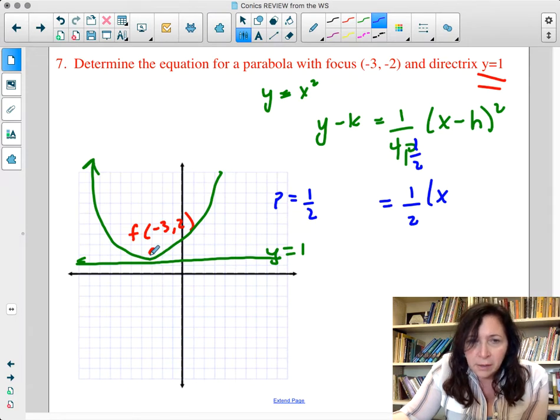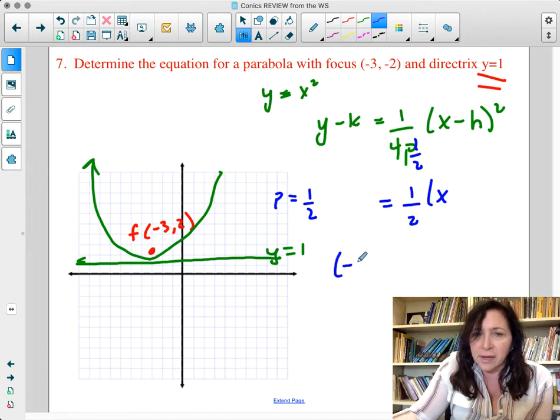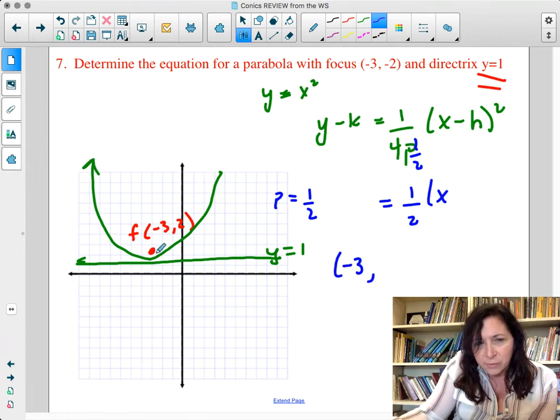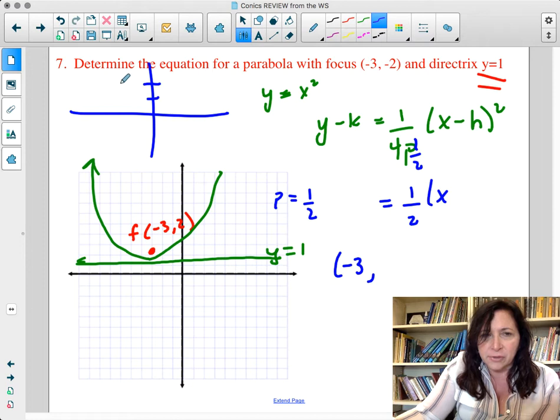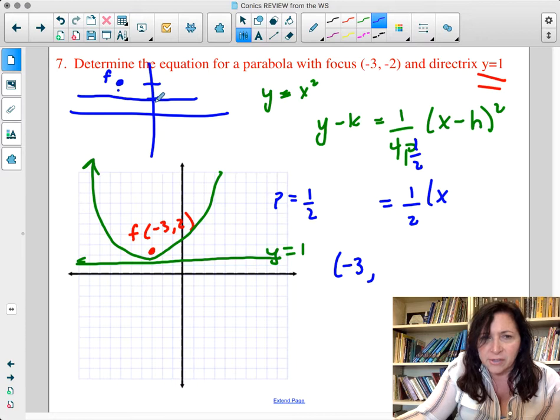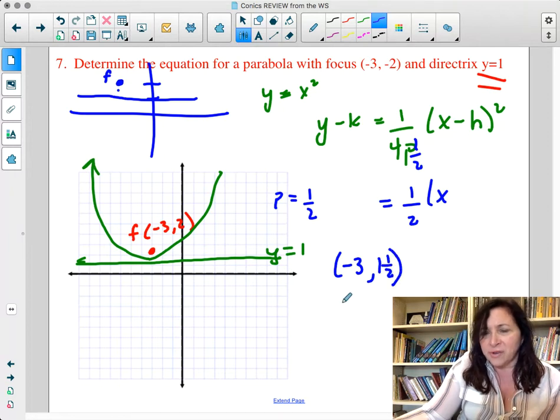If that's 1, let me redraw that. So if that's 1, it looks like it's -3. So -3, comma, and this is where it's a little bit tricky, because I can't really see that, that's my problem. So here's my focus point, and my directrix is at 1 right here. So that means that this has to be in between here. So that's going to be at 1 1/2. So that's -3, 1, and 1/2. So that's going to be -3, comma, 3/2.